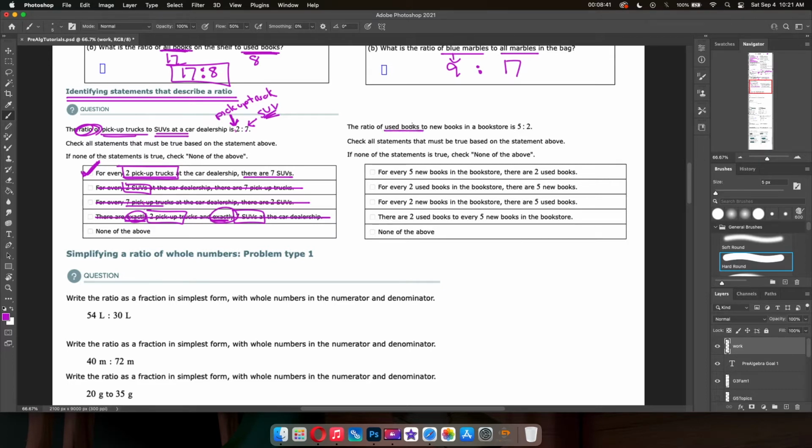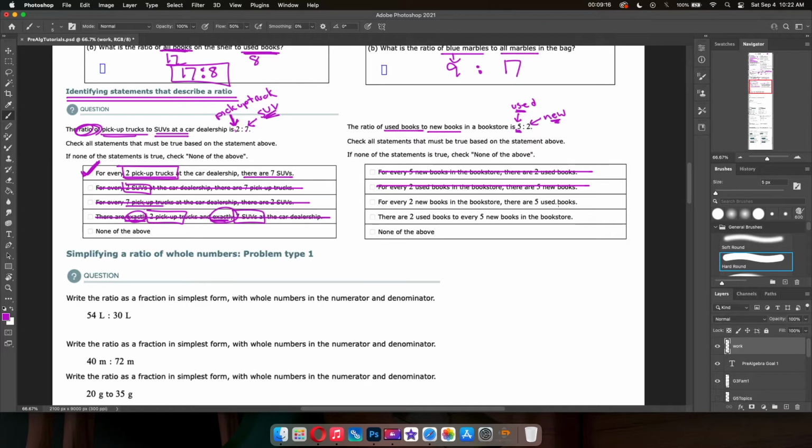The ratio of used books, and immediately I'm going to label that. So this is used. The ratio of used books to new books. So this one is new. So now I know what numbers get linked up to what words. For every 5 new books, is 5 linked to new? No, it's not. Ixnay. For every 2 used books, is 2 linked up with used? No, ixnay. For every 2 new books, that's true.